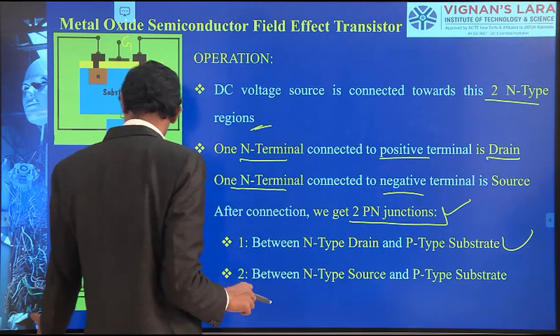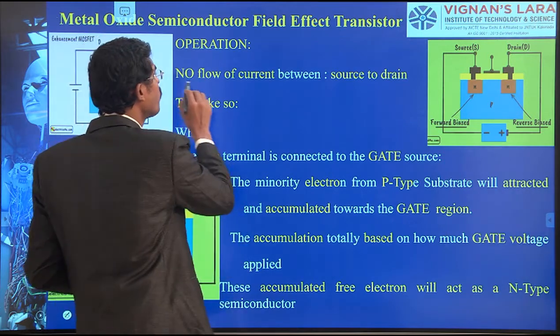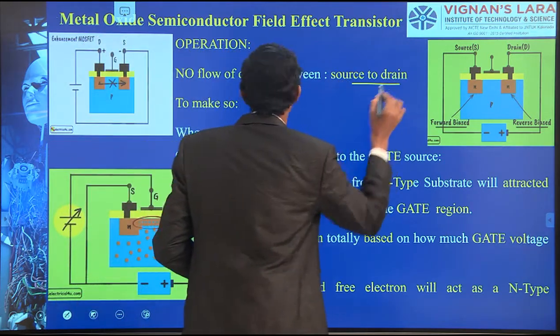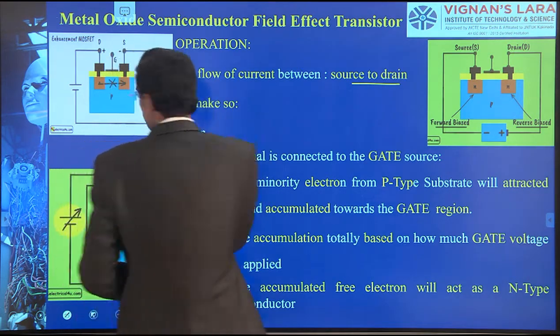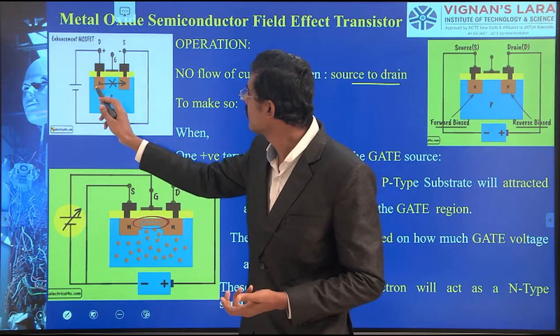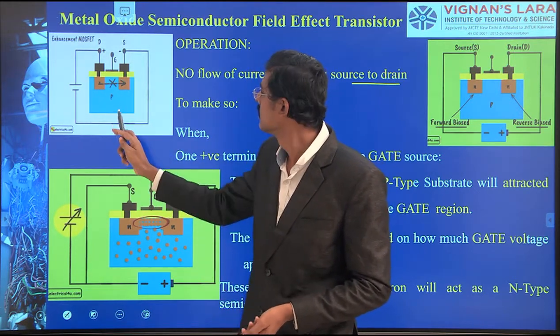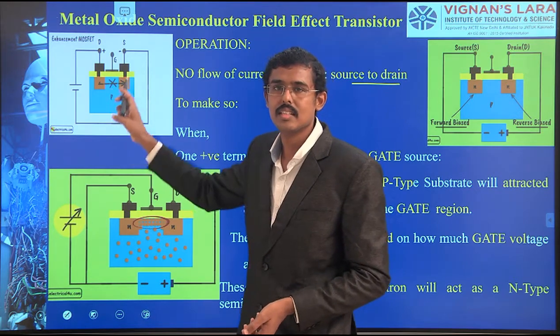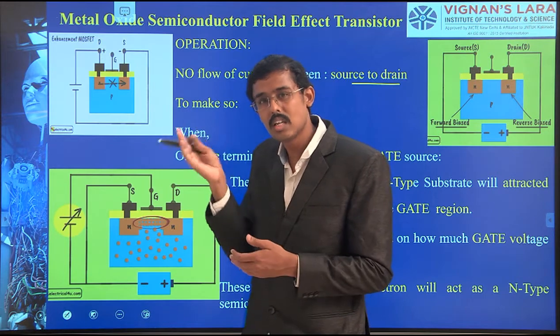We understand these things. Later, you see in the operation, there is no flow of current between source and drain. There is no chance of current flowing from N to N, because the depletion zone is there in between. We have to remove those things.